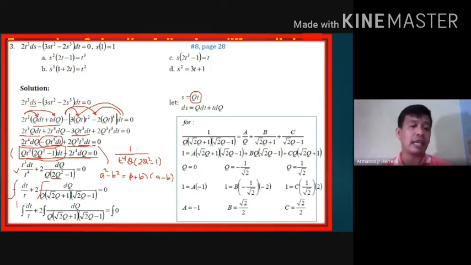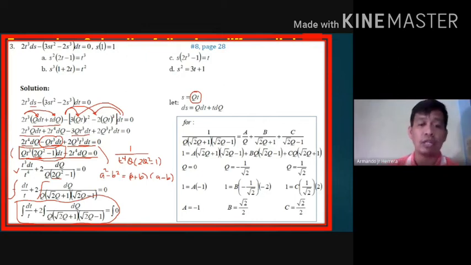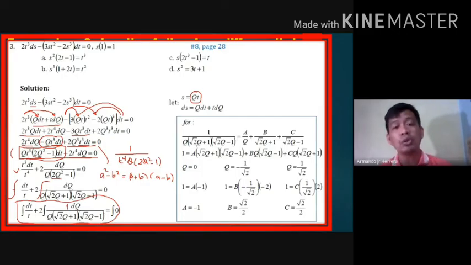So that's why meron na tayo nito. Both sides of the equation ay integrable na. So let us try to integrate first yung ating second term. So by integrating that second term, gagamit tayo ng partial fractions. So di ba sabi meron tayo ditong 1 kapag walang nakasulat. So this gives you 1 over q times the square root of 2q plus 1 times the square root of 2q minus 1. So this is partial fraction case 1.